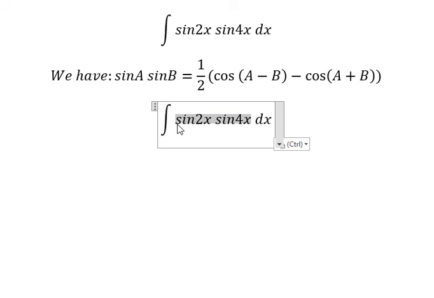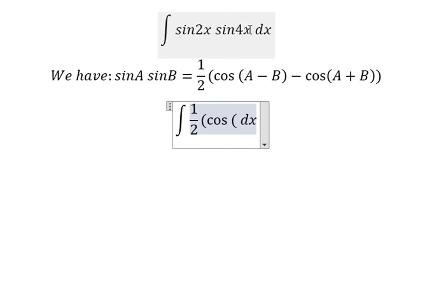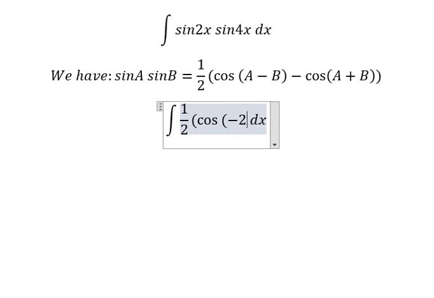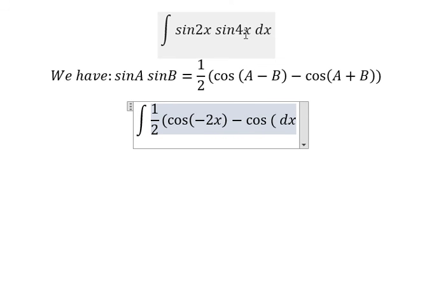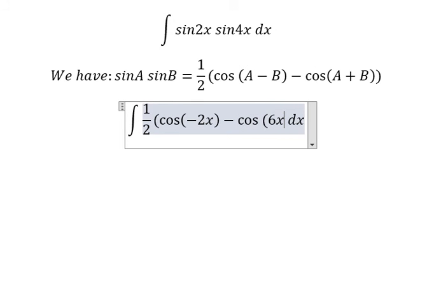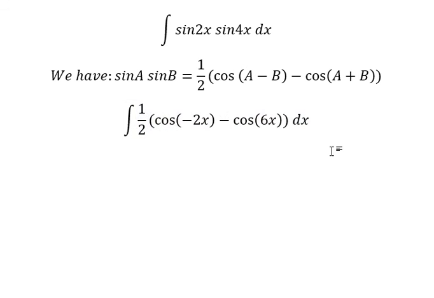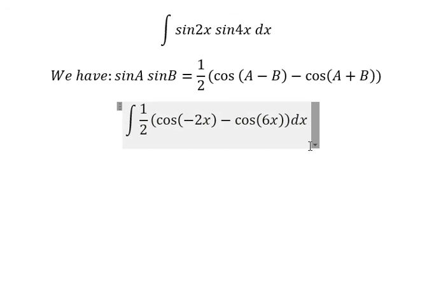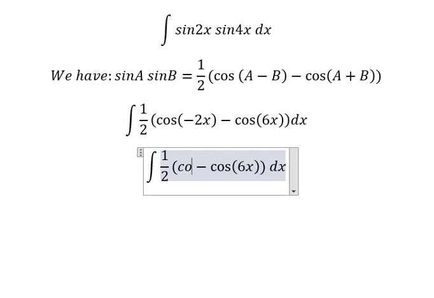For this one, we have 2x as A, B is 4x, and then we have 1 over 2 cosine of 2x minus 4x, you get negative 2x, minus cosine of 2x plus 4x, you get 6x. And now we know that cosine of negative 2x is cosine 2x.